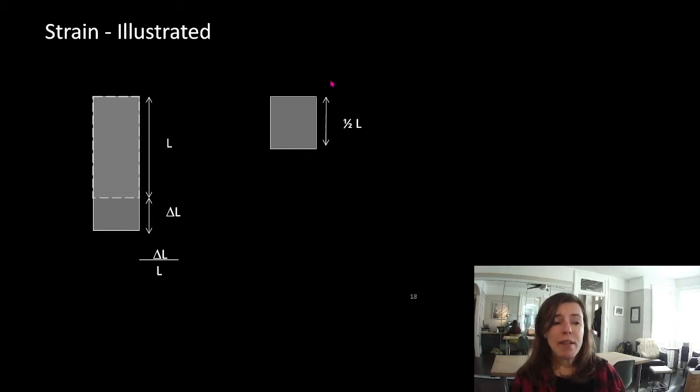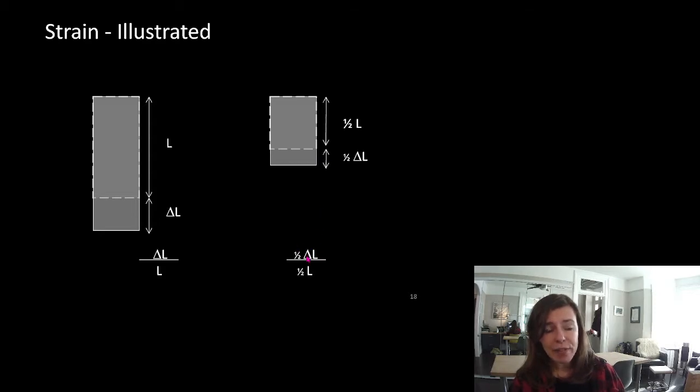What happens if we have half the original length and half of the first example's deformation? So half of delta L. We have half of delta L divided by half of L. These two things have the same amount of strain on them.